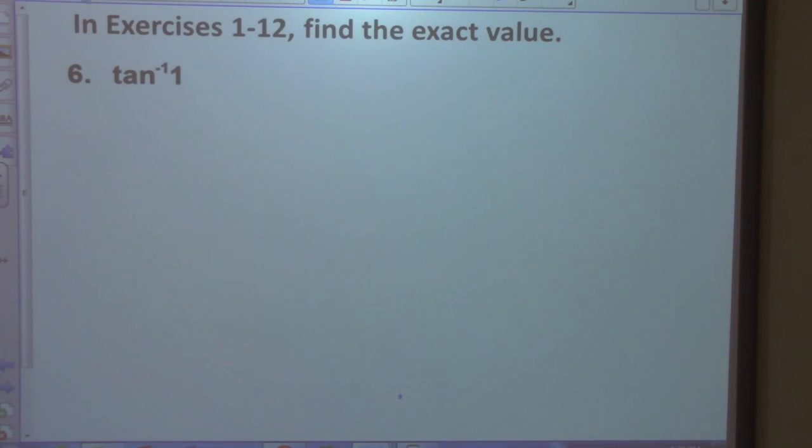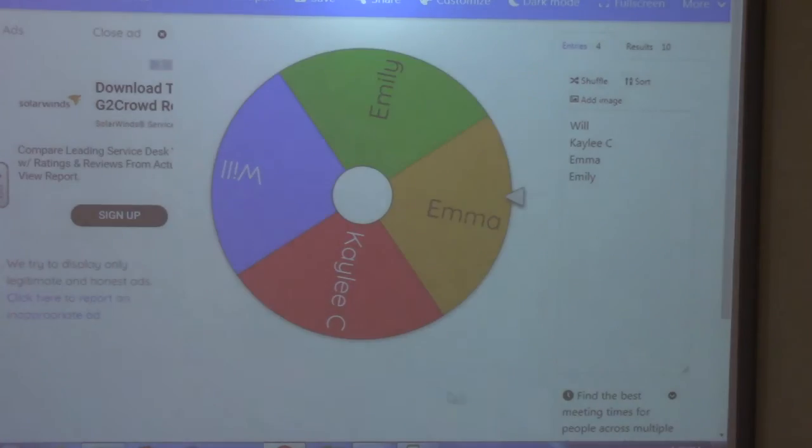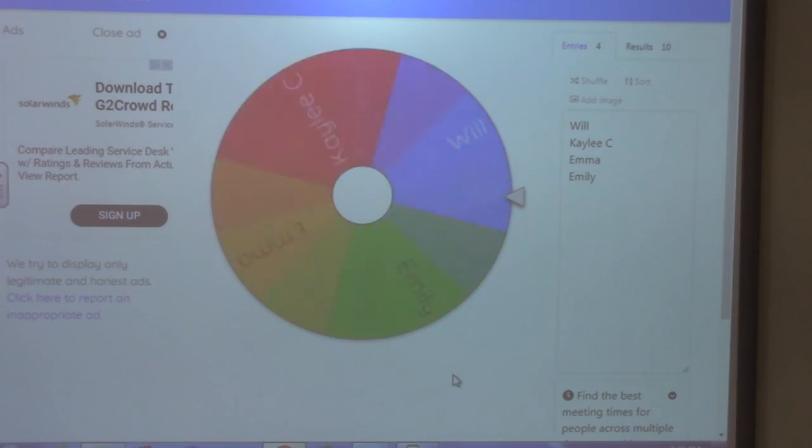Okay, next. Number 6. So very nice. We got Will's number 6. All right, Will.